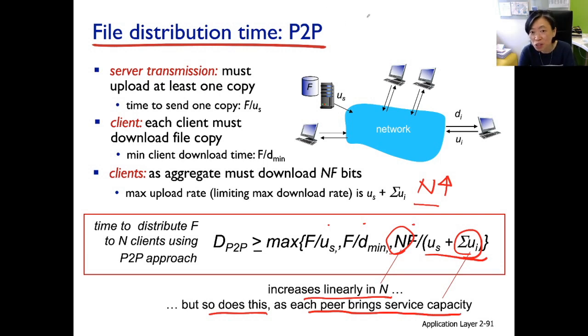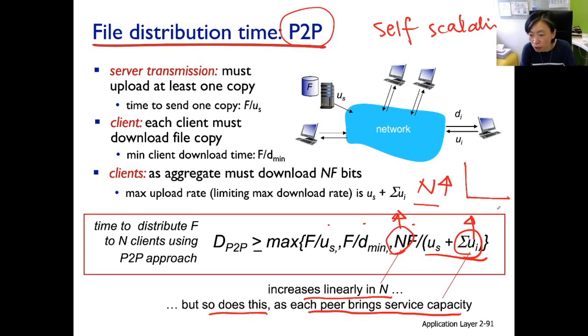If you recall, this is what was talked about as self-scalability, a nice property of the P2P architecture. As a peer joins, the peer demands service, but the peer also contributes its own uplink capacity to help others download. So this grows linearly with N, and this also increases, though I'm not quite sure it grows linearly. But overall, it's going to be better than the linear growth. So the growth is probably more like this.